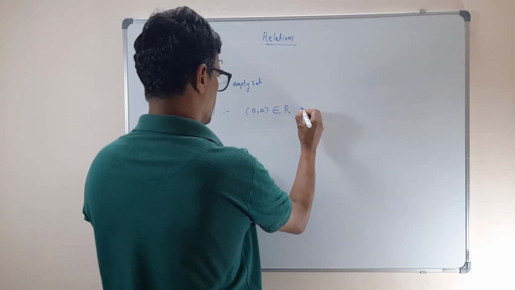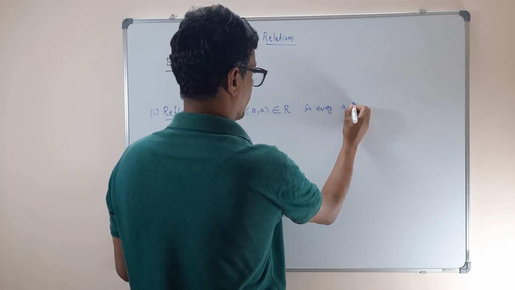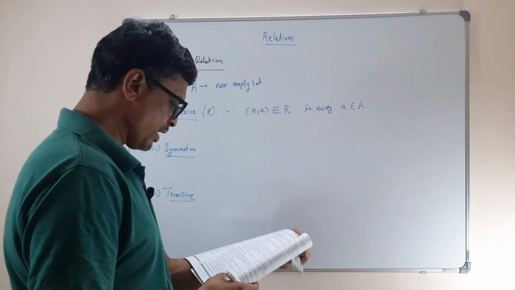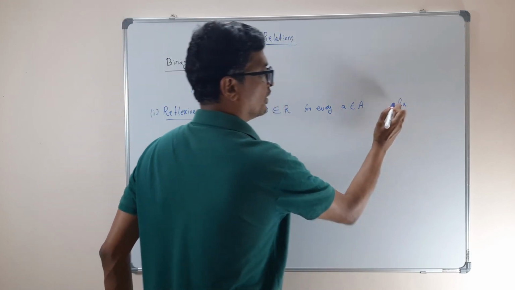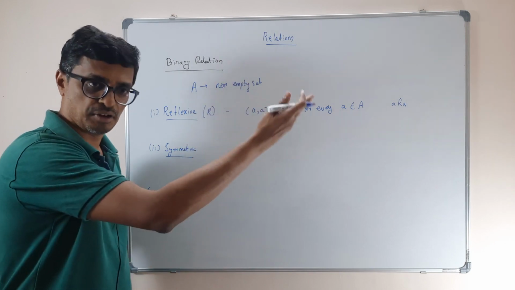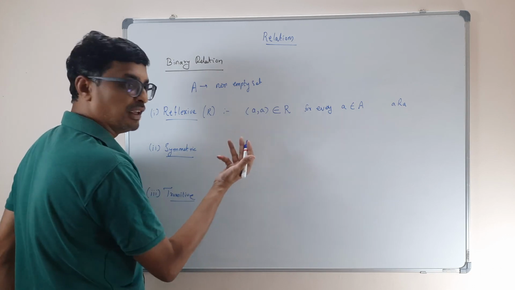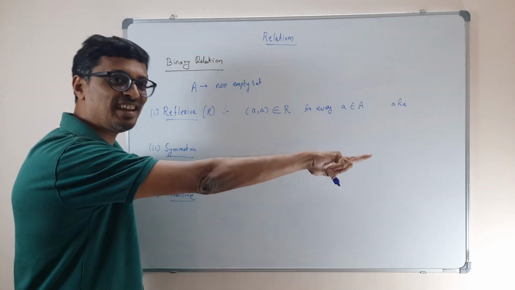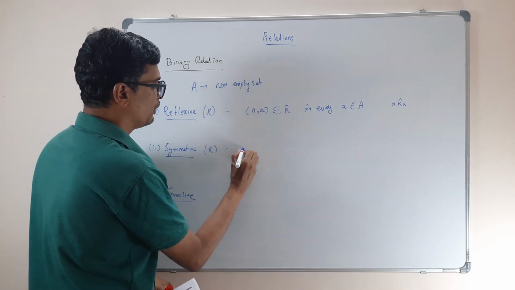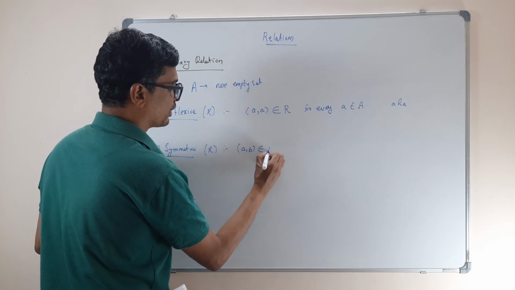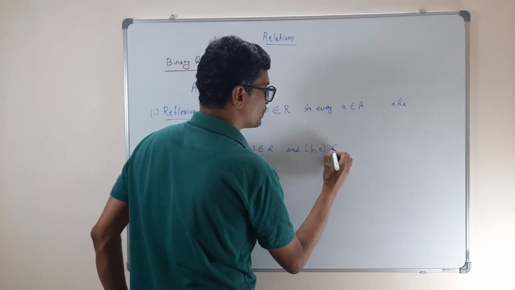This is for every A an element of A. So the relation should satisfy A, A also. And symmetric is what? The name itself says, if you have A and B, then B, A should also be an element of the relation. So a symmetric relation is: if A comma B is an element of R, then B comma A is also an element of R.